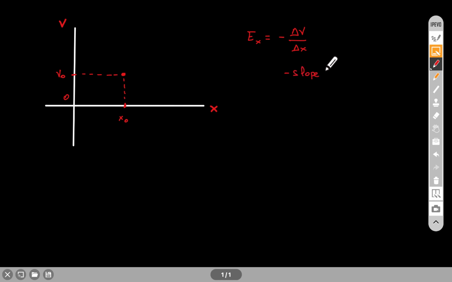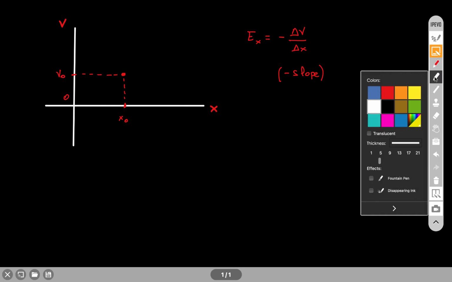And if you think about this in terms of a graph, this would be the negative slope. Okay, if you're working with a graphical representation, then minus delta V over delta x is minus the rise over the run, and that's the negative of the slope. Now, to calculate a slope, to calculate rise over run, to calculate a delta V over delta x, you need at least 2 points.